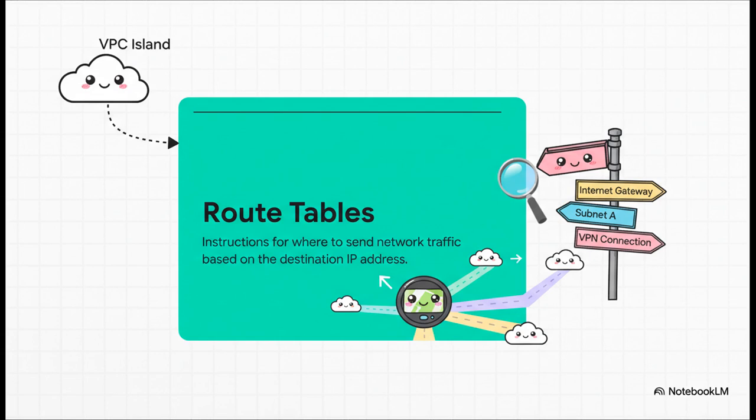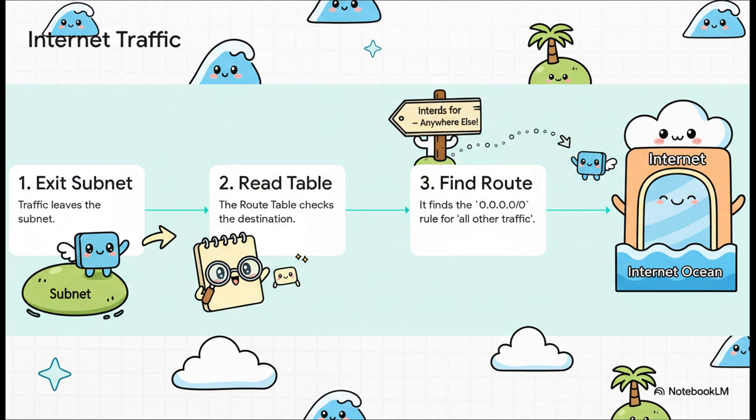Sticking with our island analogy, if the VPC is the island, then route tables are basically the road signs and the GPS system all rolled into one. They give every little packet of data a crystal clear set of instructions on exactly which path to take to get where it's going.